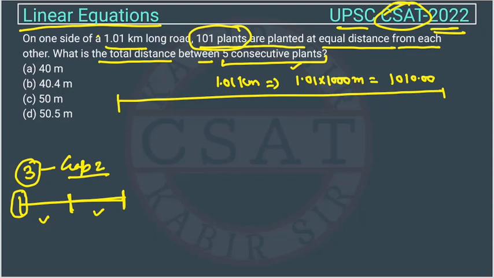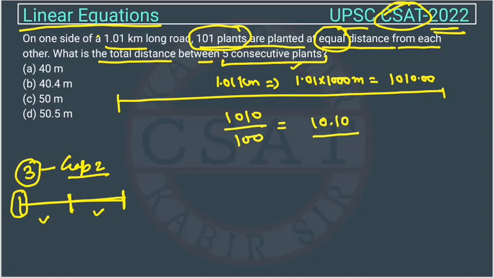So similarly here we have to plant 101 trees, right? So the gap will be 100, so we will divide the total distance 1010 by 100, right? Because we have to plant them at equal distance. So this is given, so the distance will be how much? It will be 10.10, right? So this will be the distance between any 2 consecutive plants or trees. But the question is asking the distance between 5 consecutive plants.